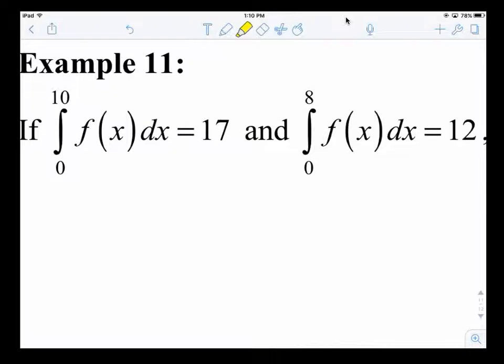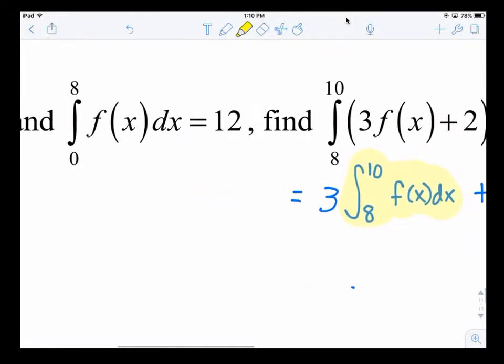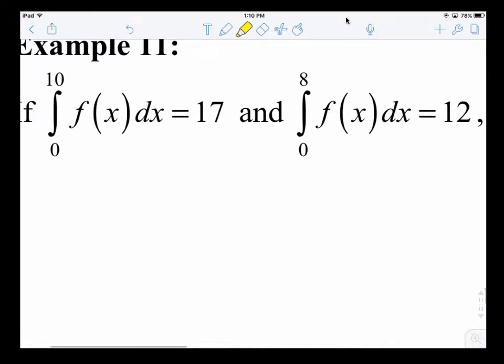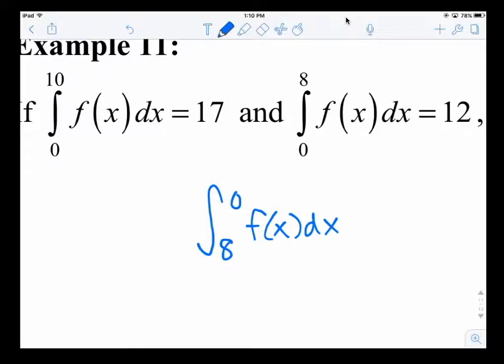Right? So I want to start with 8. That's what I'm looking for here, starting with 8. So 8 needs to be my lower bound for my first integral. So I'm not going to use this one because it doesn't have 8. And then I've got to use this one, but it starts with 0. But what can I do with that? Switch it, right? So I can make this 8 to 0 of f of x dx, and what would that become?